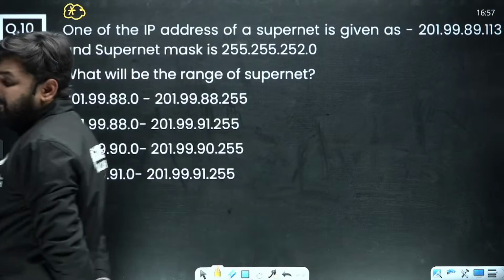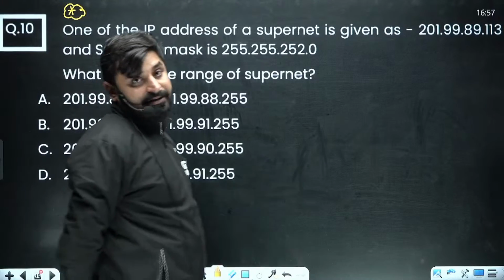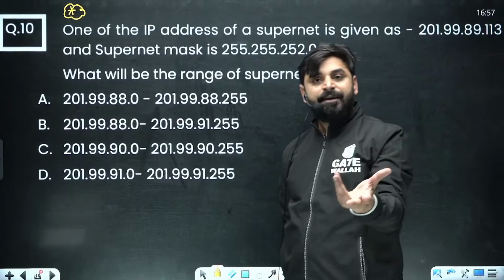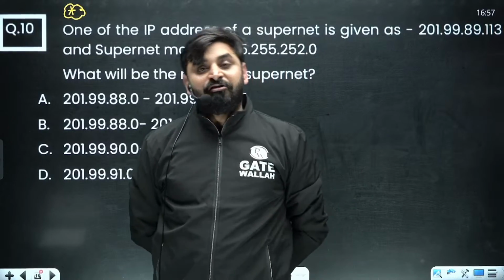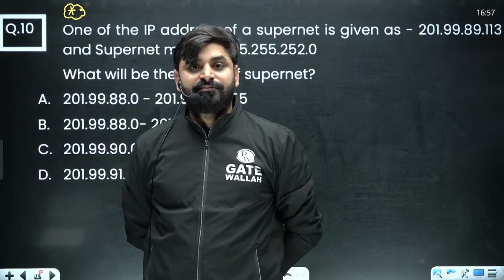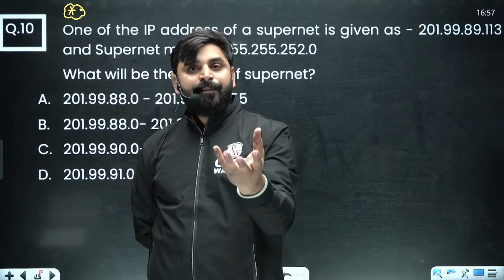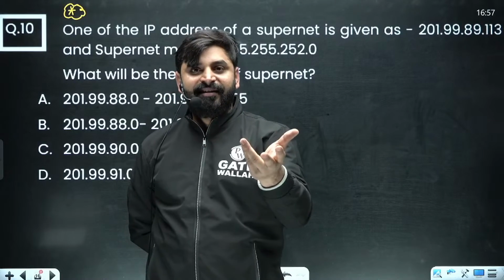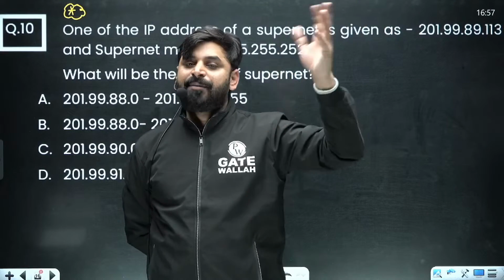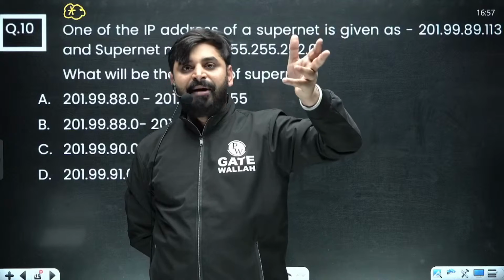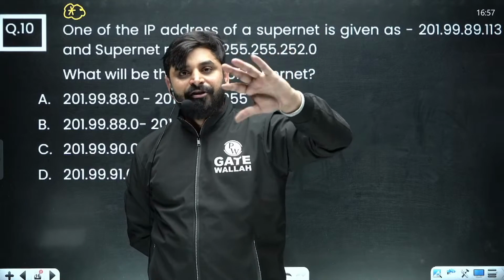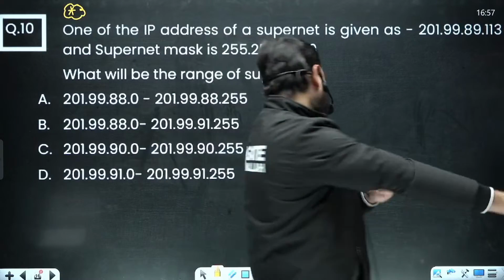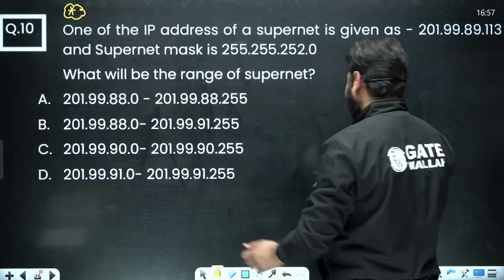Finding the first number is really very simple. The first IP address is nothing but the supernet ID. How can we find it? If you take the IP address and apply bitwise AND with the supernet mask, we get the supernet ID. So the first IP address is really very simple to find.